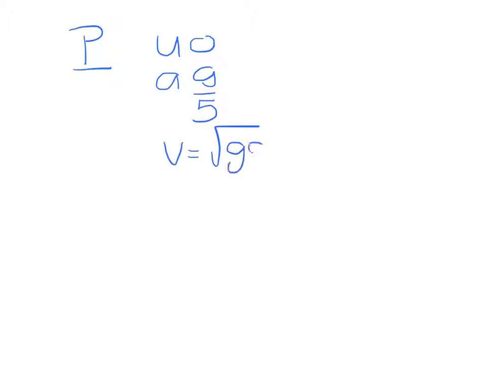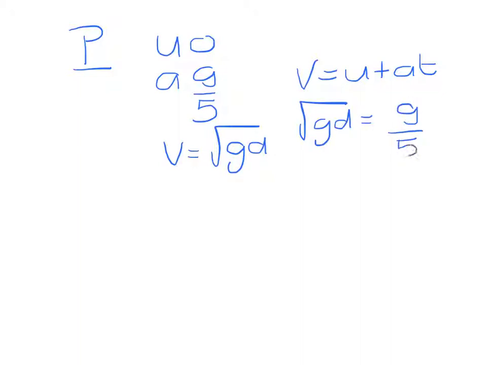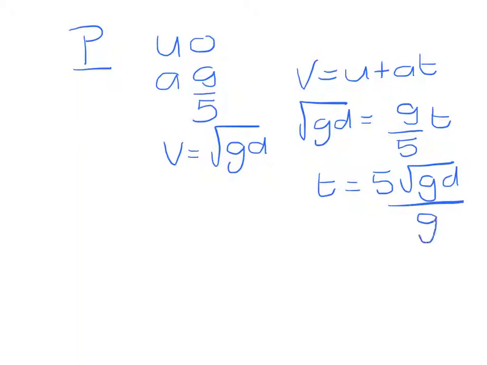We're asked to find the total time of the motion. So the first thing we need to consider is how long it takes P to hit the floor. P started with a velocity of 0. Its acceleration was g over 5. And its final velocity was the square root of gd. So I'm going to use v equals u plus at, which gives me that the square root of gd equals g over 5 t. Rearranging that, I get that t is 5 root gd all over g.